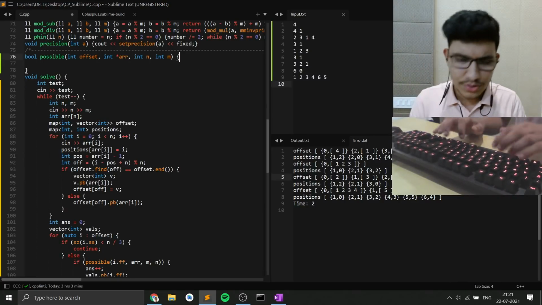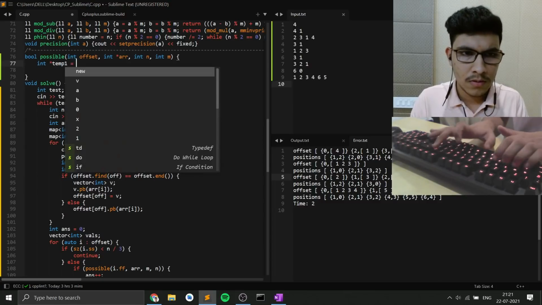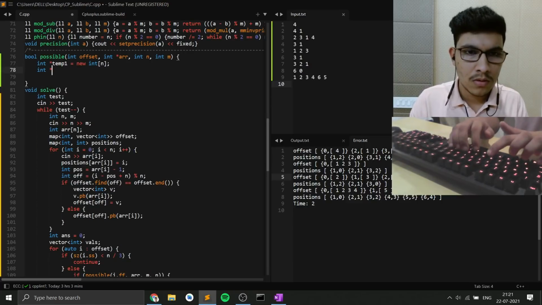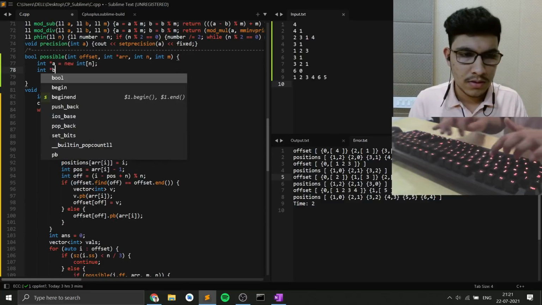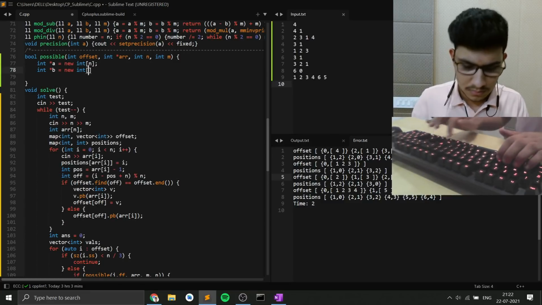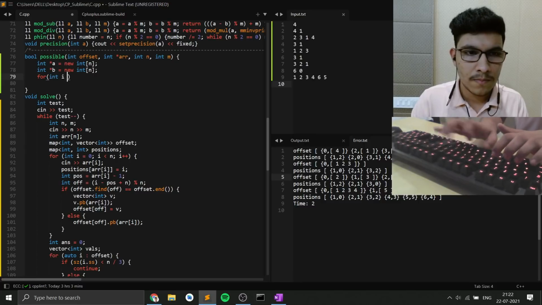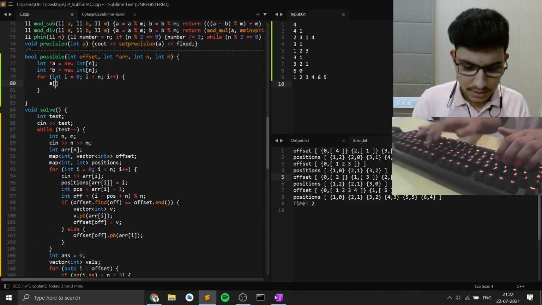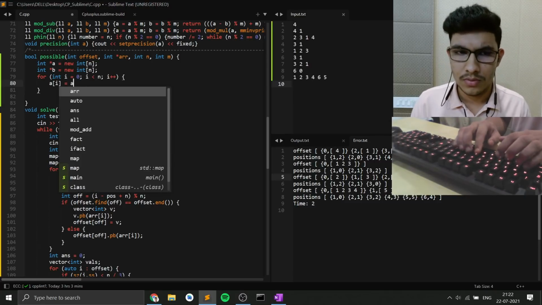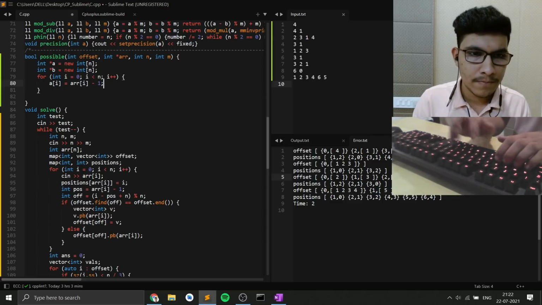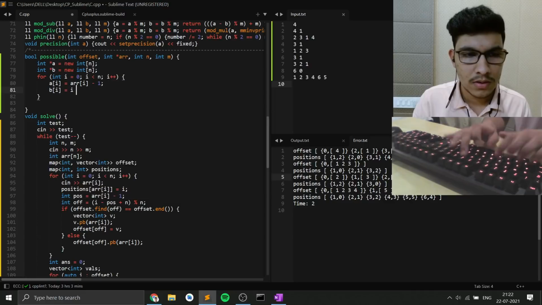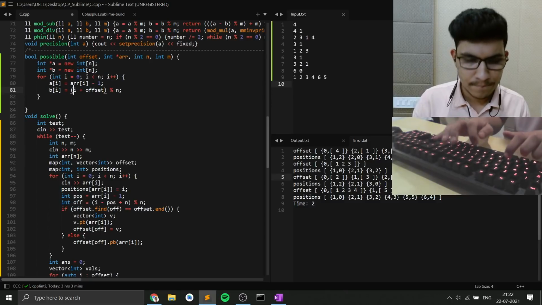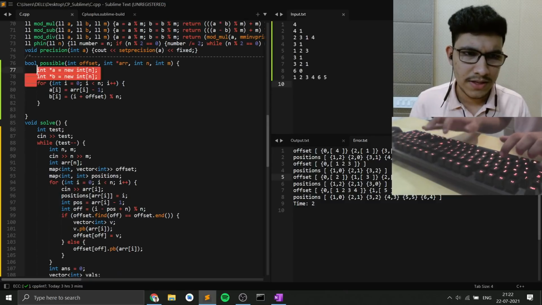So now I clearly just have to check if it is possible in m swaps or not. So let's just keep them as A and B. So A at i equals arr at i minus 1, and B at i equals i plus offset modulo n. So let's keep them as vectors, it would be easier to debug then.